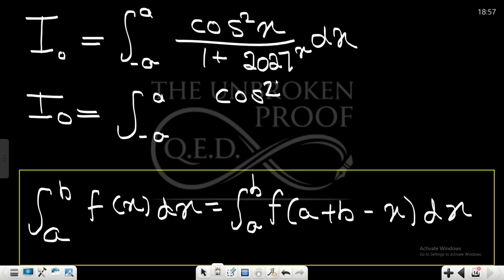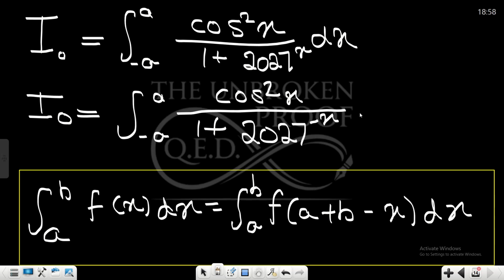So if I apply the same King's rule, you will get lower limit plus upper limit as 0, and 0 minus x is minus x, and the cos of minus x is cos x, and the whole square is going to give the same cos square x. And in the denominator, you will have 1 plus 27 power minus x, and this is with dx. And if you take the LCM in the denominator, you will get 1 plus 27 power x.